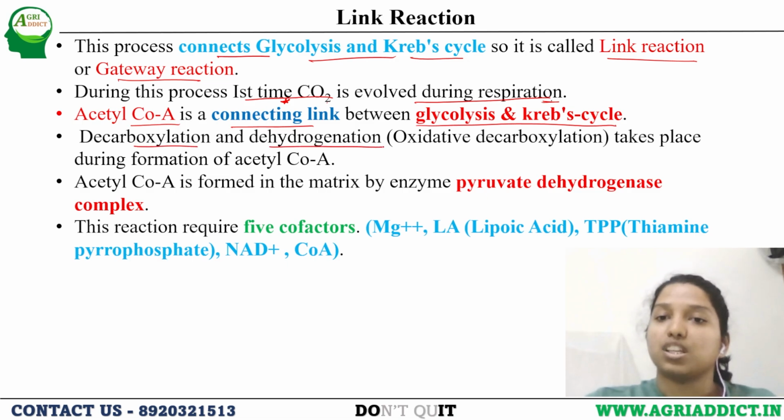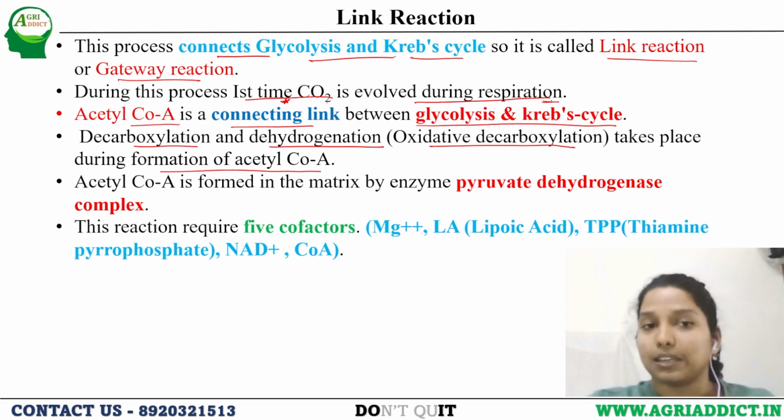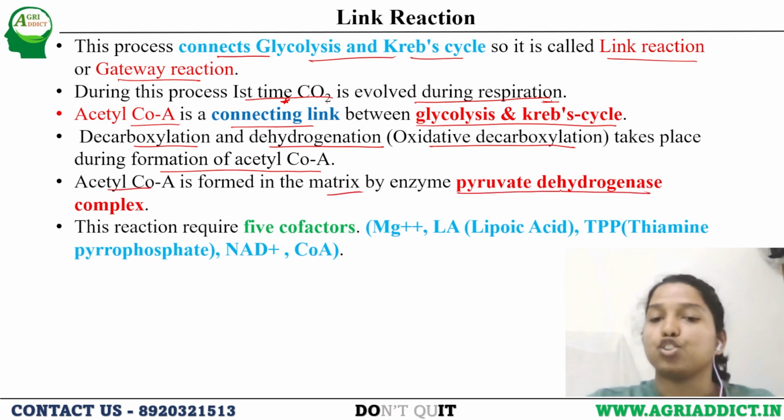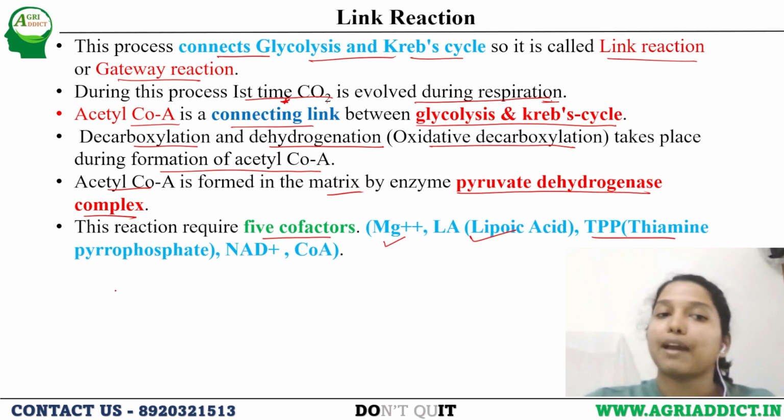Decarboxylation and dehydrogenation, that is oxidative decarboxylation, takes place during the formation of acetyl CoA. Here the decarboxylation as well as dehydrogenation is taking place. Acetyl CoA is formed in the matrix by the enzyme pyruvate dehydrogenase complex we studied in the previous slide. This reaction requires 5 cofactors: magnesium, lipoic acid, thiamine pyrophosphate, NAD+, and coenzyme A.